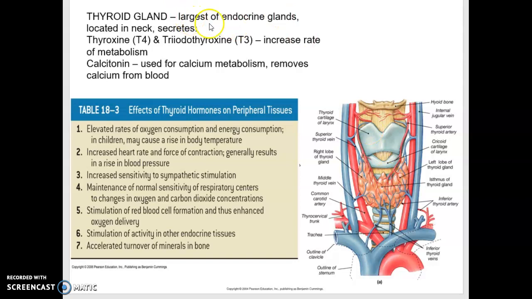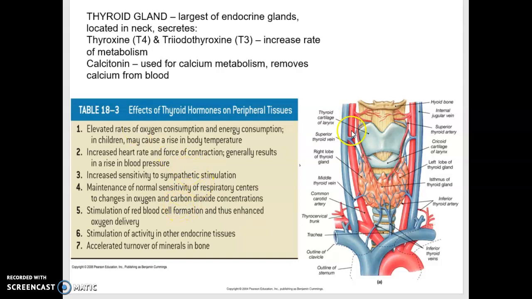But the thyroid gland is the largest of our endocrine glands, and it helps secrete T3, triiodothyronine, also called triiodothyroxine, and thyroxine. Okay, so T3 and T4, the 3 and the 4 have to do with how many iodines are on this. What T3 and T4 is basically going to do is control how we burn our energy, so to speak.